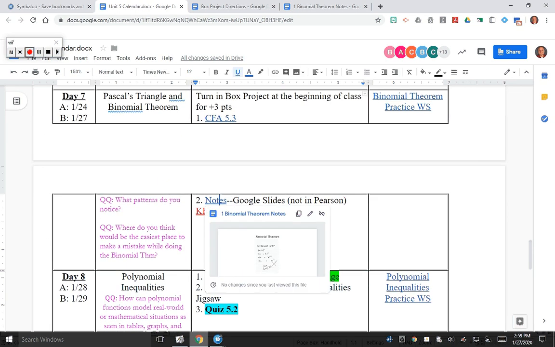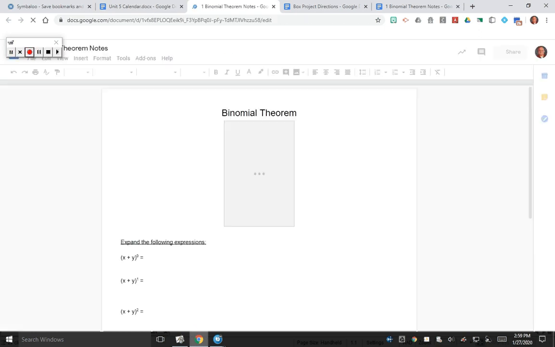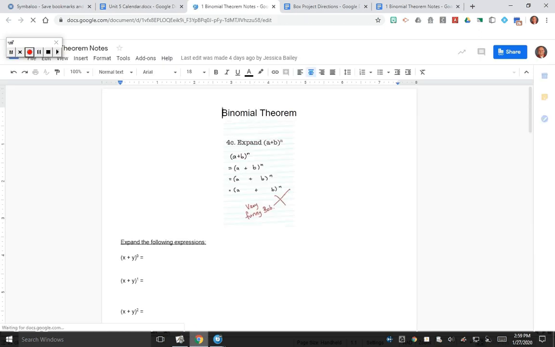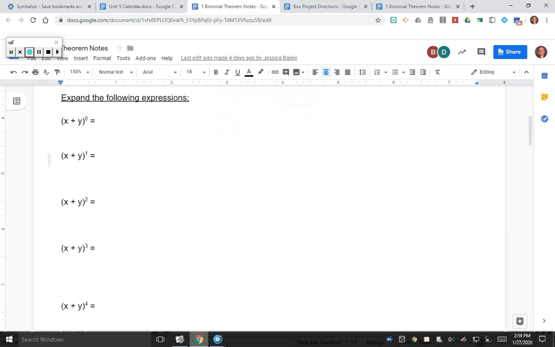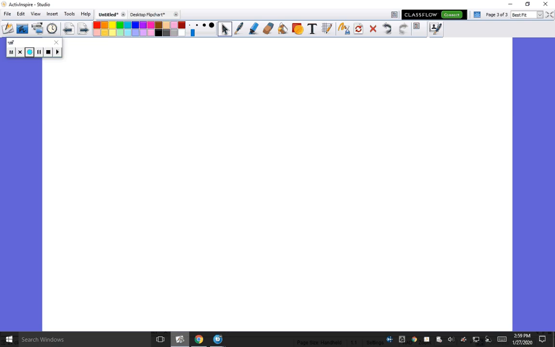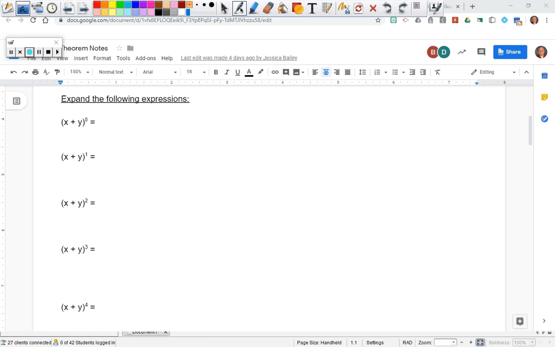Today's notes are dealing with something called binomial theorem. Now, don't take offense to this when I say this, and I know every time I say that people are like, oh, we're about to get offended. No.